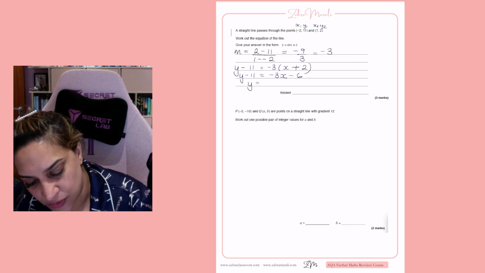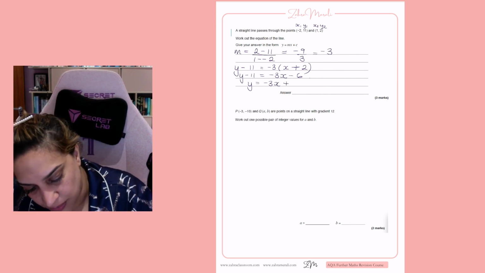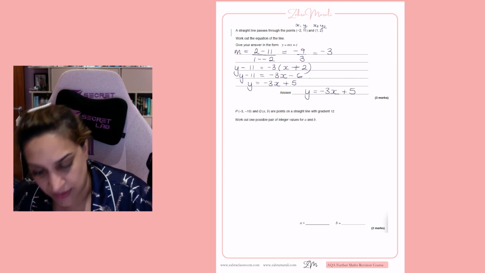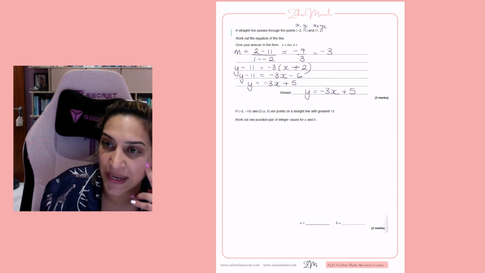So y equals minus 3x minus 6 plus 11, so we end up with plus 5. So y equals minus 3x plus 5. Okay, next one. We've got points with a gradient again.